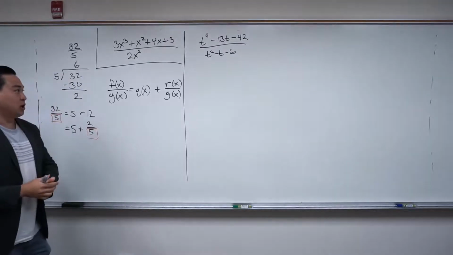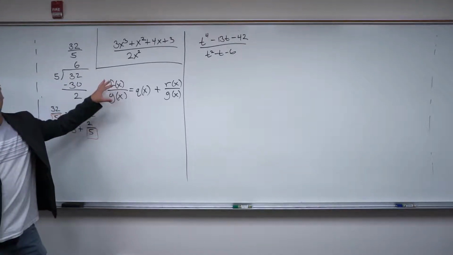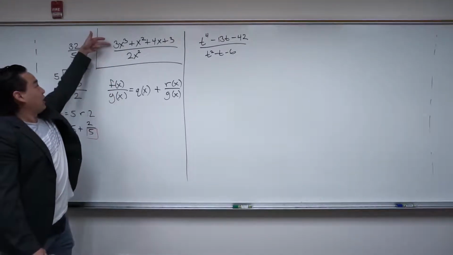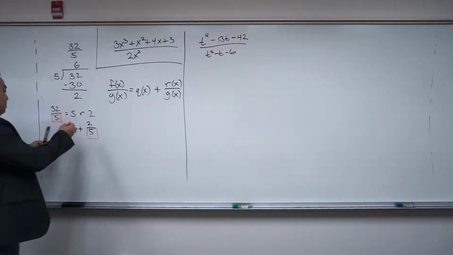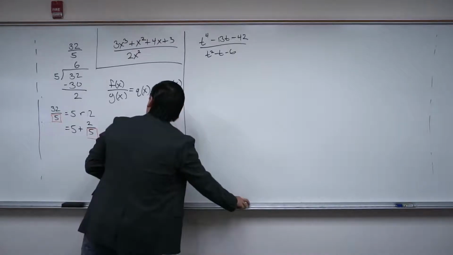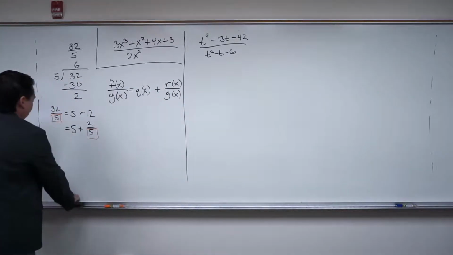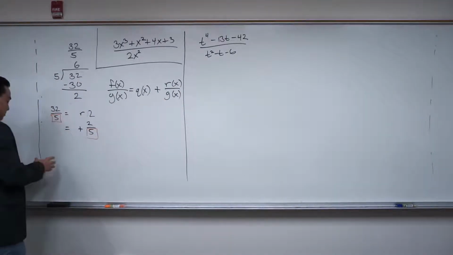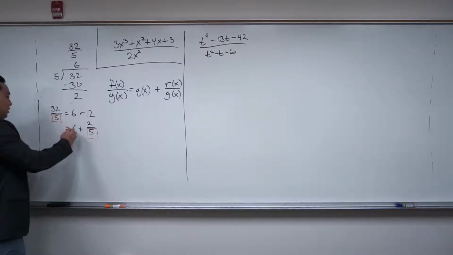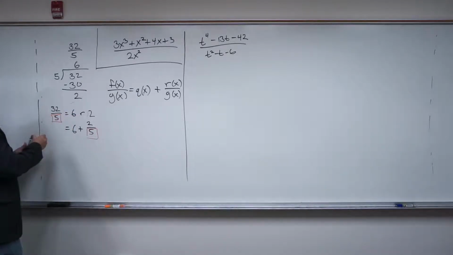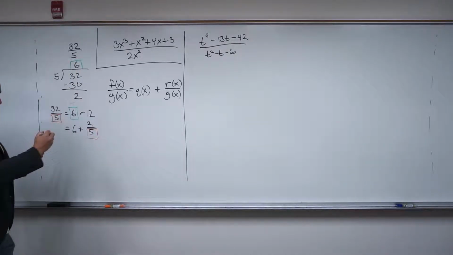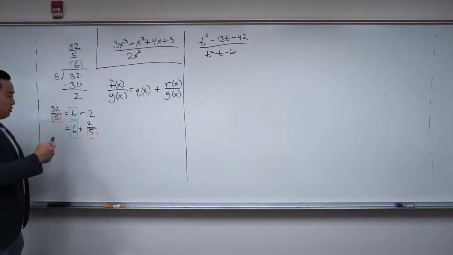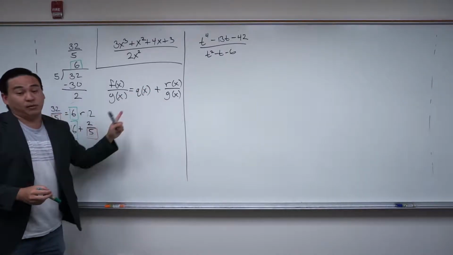So our answers are going to be written in this form, where it's f divided by g is equal to the quotient, which is, well, I'm sorry, these are 6's. Quotient here plus the remainder divided by g.